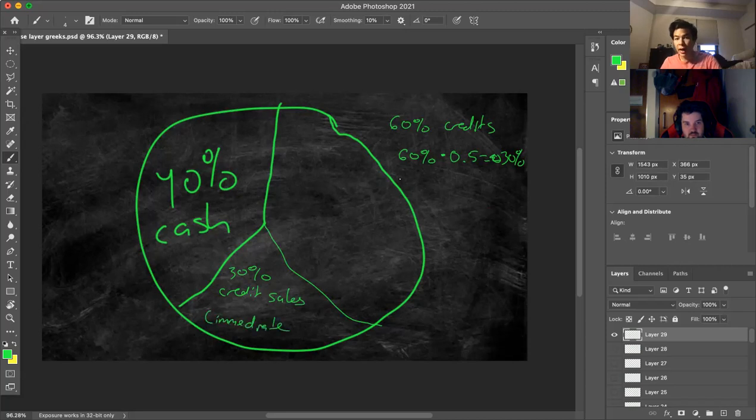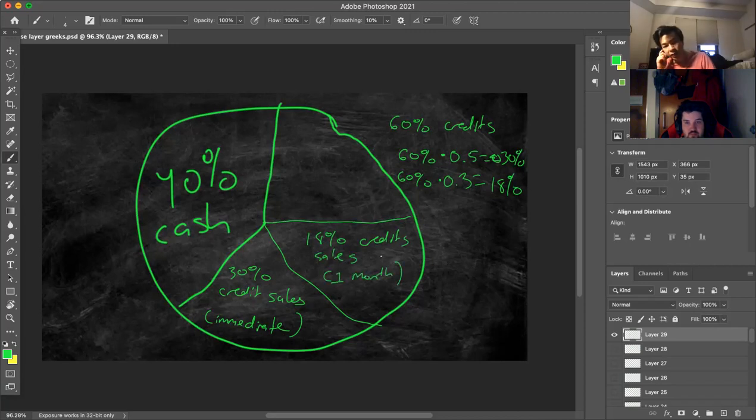And then we have 60%. What does that say there? Immediate. Okay. Because it's in the question, we collect 50% of the credit sales in the month of the sale. That means we collect it immediately. And then we collect 30% in the month after the sale. That means we're going to take 30% of the 60%, and we're going to get 18%. So that means 18% is credit sales, 1 month. It's going to take us 1 month to collect 18% of our sales.